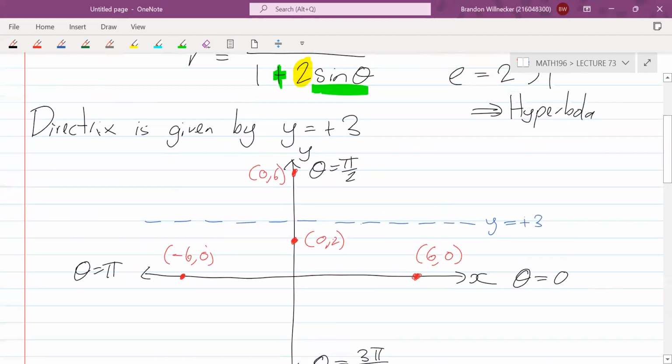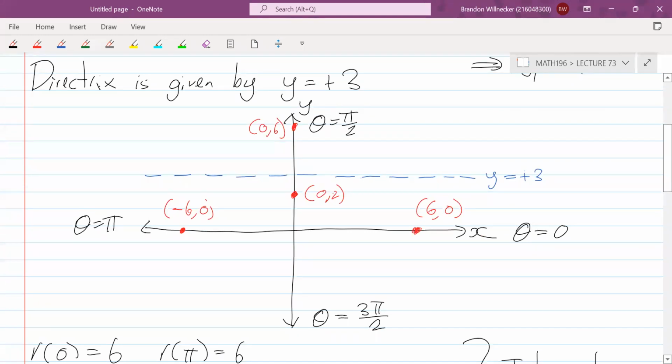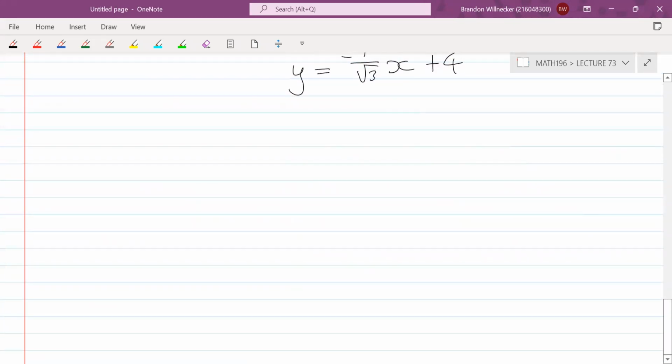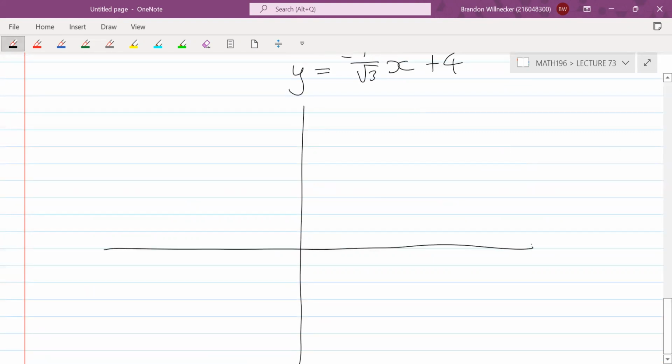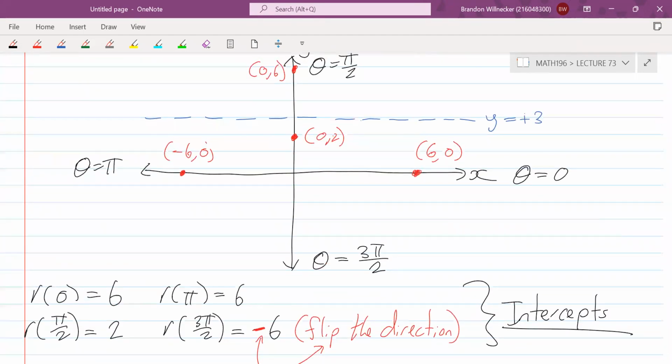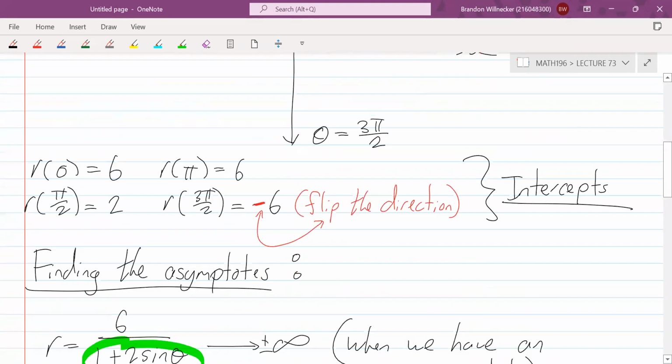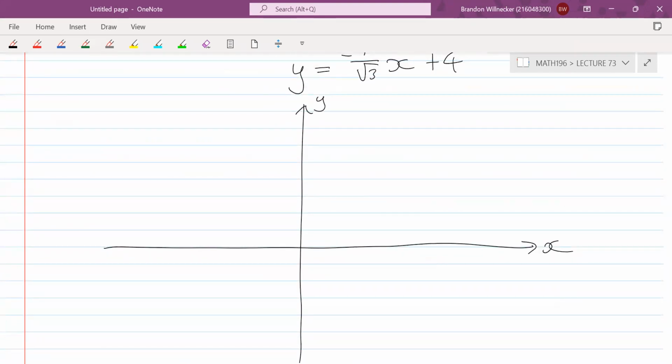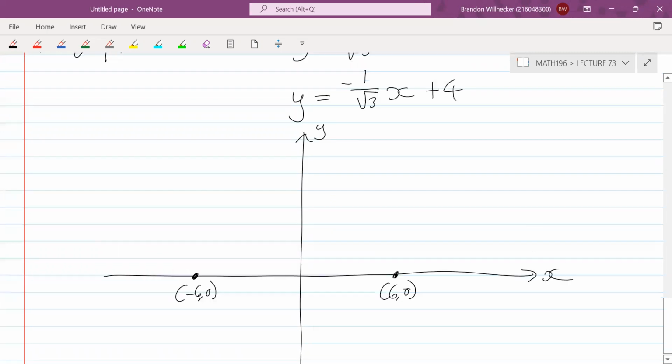Okay, so let's fill that in here. I'm just going to redraw this so that it's a bit neater. So we've got x and y. Let's put in the x-intercepts. We found those were at -6, 0 and 6, 0. So over here -6, 0, and I'll try and make it the same on the side, 6, 0. So those are the two x-intercepts.